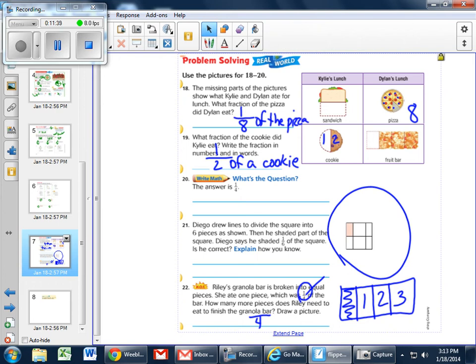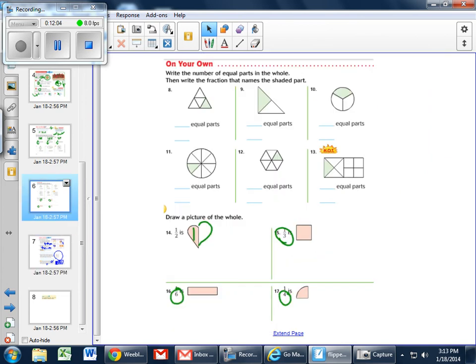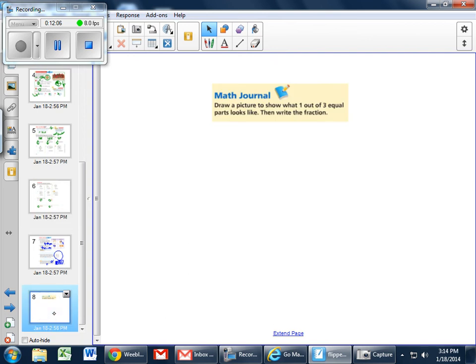And number 23, Mary shaded part of a rectangle. What fraction names the part she shaded? Remembering that your total number in your denominator is on the bottom, and how many is shaded, that should be pretty easy. And this was a super easy lesson again. Remember, you have animated math models, you have destination math, you have the fish for fraction activity game, and you have the literature pizza parts that will help you understand these even more. You have time to go back to do on your own, finishing this page up. And a simple journal question today, draw a picture to show what 1 out of 3 equal parts look like, and then write the fraction.